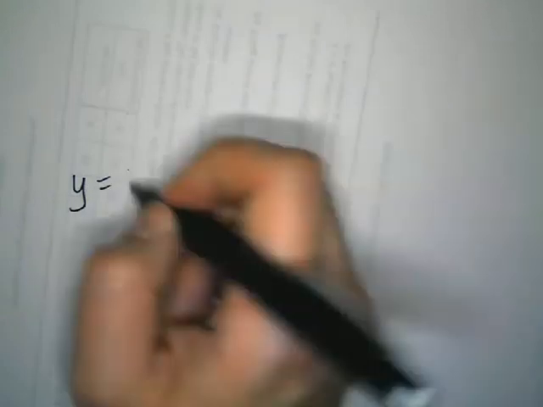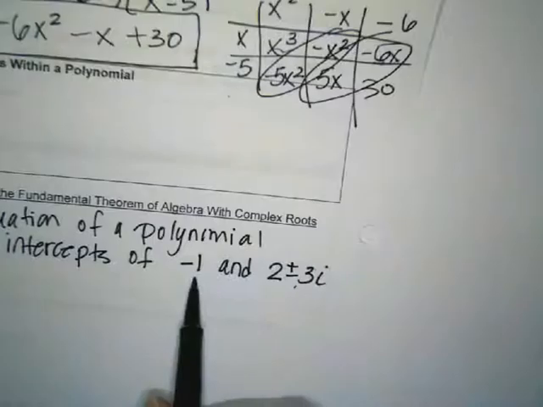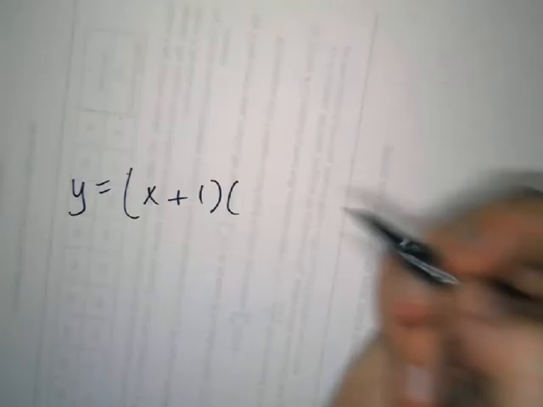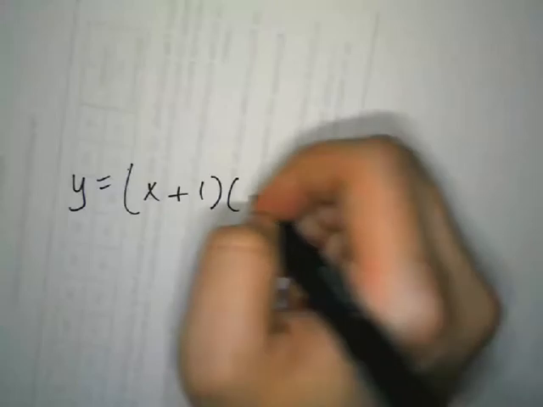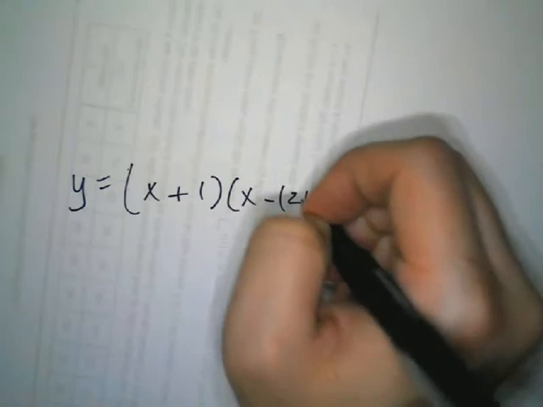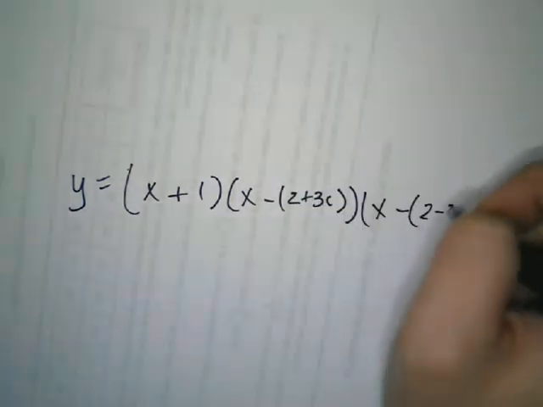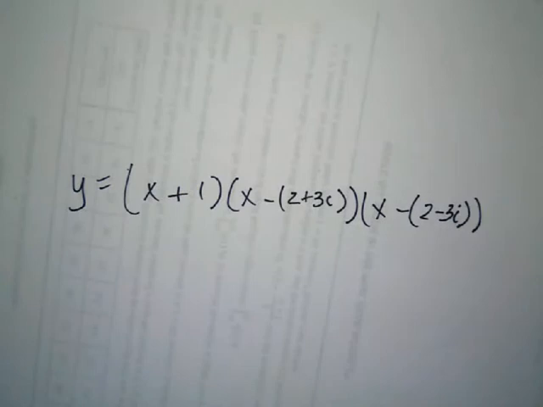If we set this up the same way, the negative 1 would look like that as an answer. But then 2 plus 3i, you'd have to write x minus 2 plus 3i, like that. And then x minus 2 minus 3i, like that. Does that look yucky to multiply together?